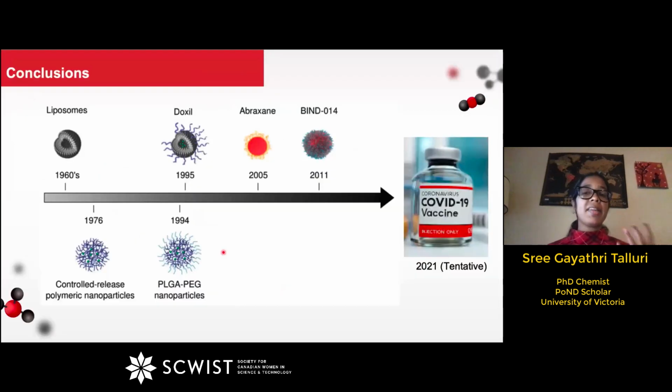Here's a timeline of the approval of nanomedicines in the clinic. Despite their huge potential, we only have about 15 nanomedicines in the market till now. And there have been considerable efforts in the use of nanostructures in the current COVID-19 vaccine trials as well.